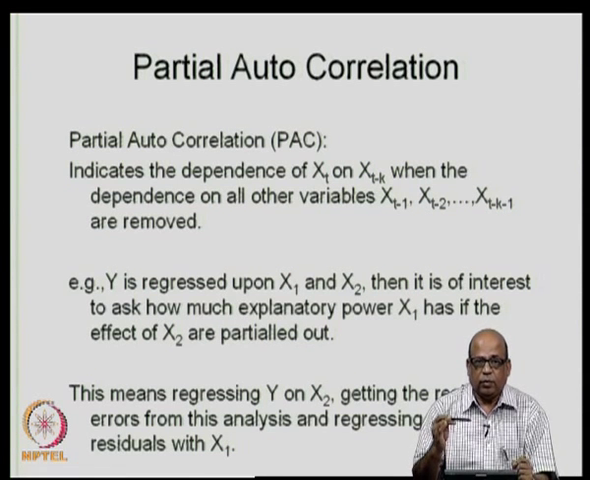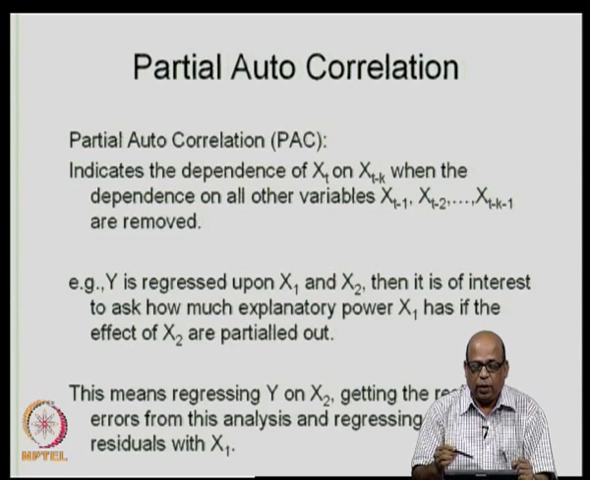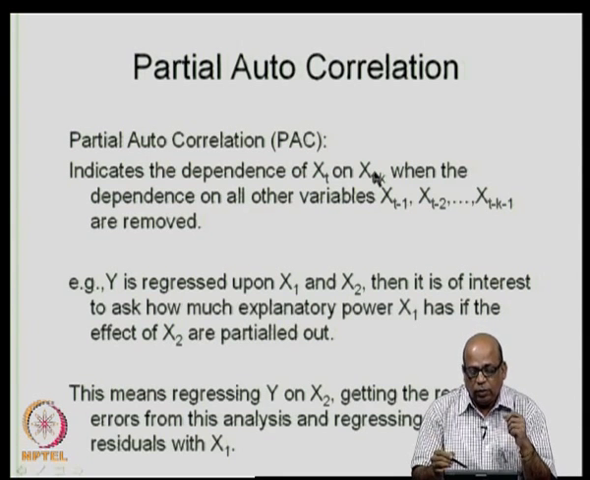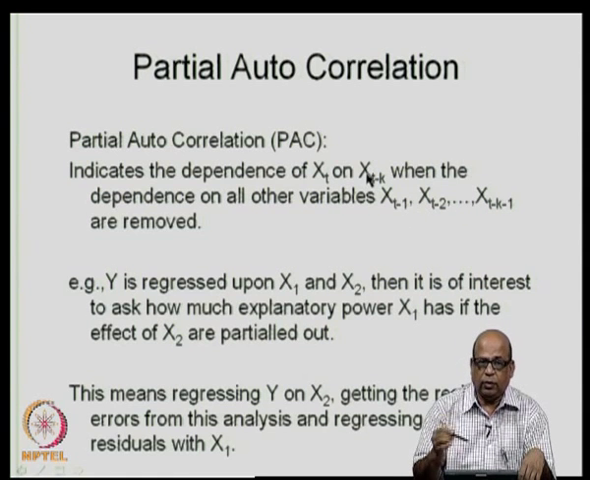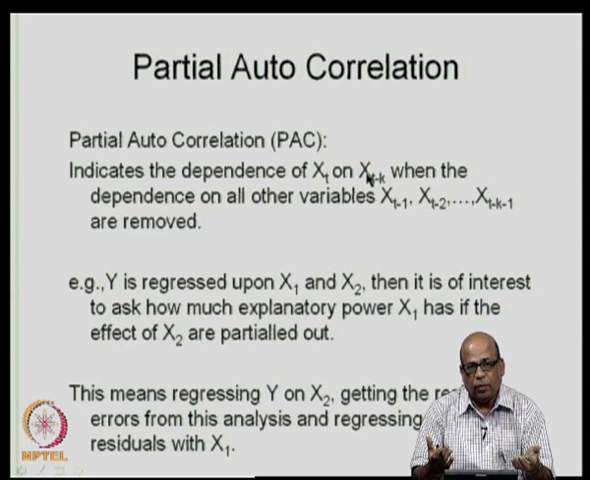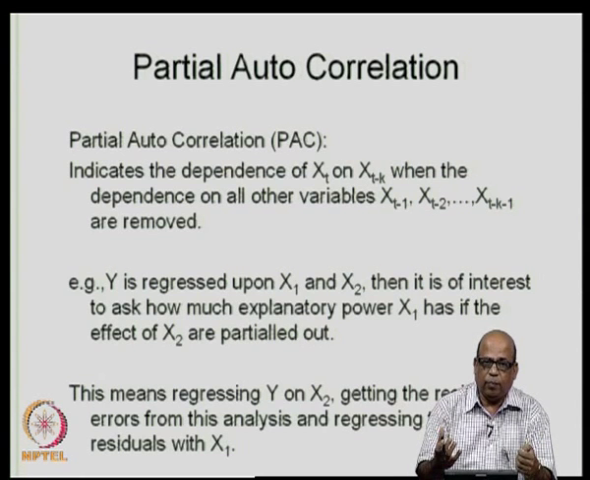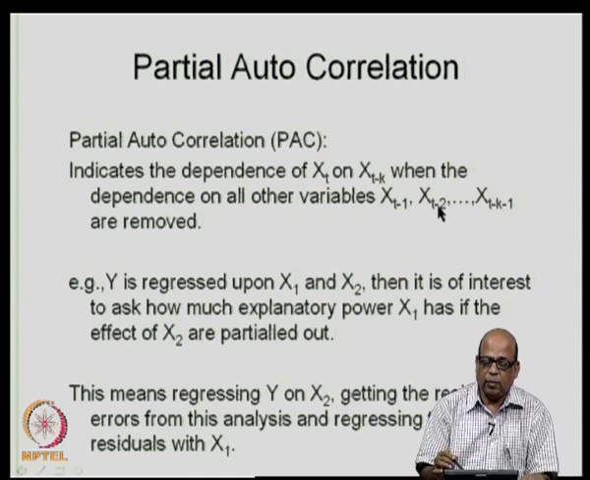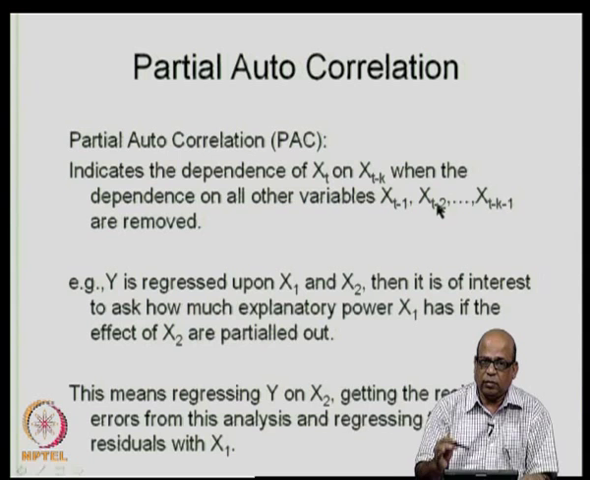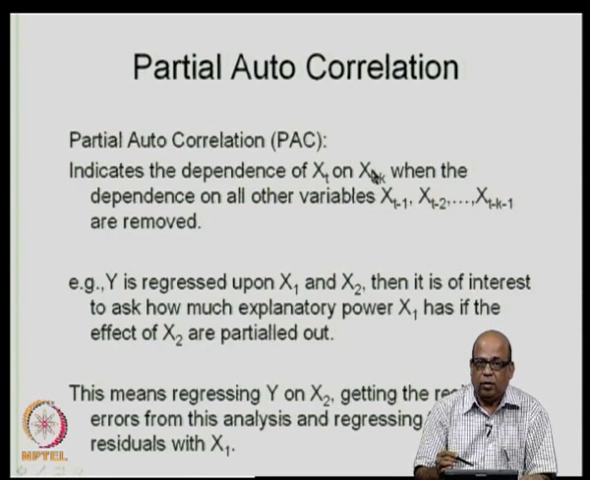What we mean by this is that when you are talking about dependence of x t on x t minus k, all these other dependents are also included in the correlation. But if you have some mechanism by which you partial out or remove the dependence of x t on x t minus 1, x t minus 2 etcetera, on all other variables except x t minus k, then the remaining correlation is in fact the partial autocorrelation.